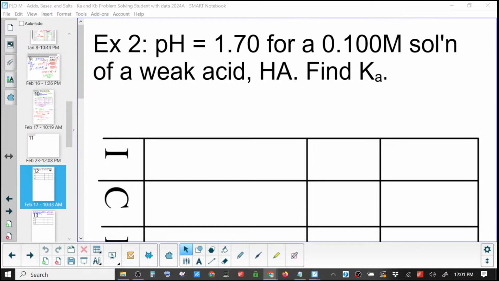Do you want to do this? How do we calculate pH, Ka then? Let's find the concentration of H3O. So I think, yeah, I think it'll change. How do we do that? It's 10 to the negative. Okay.